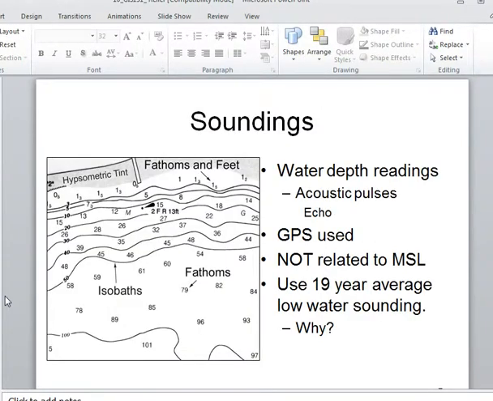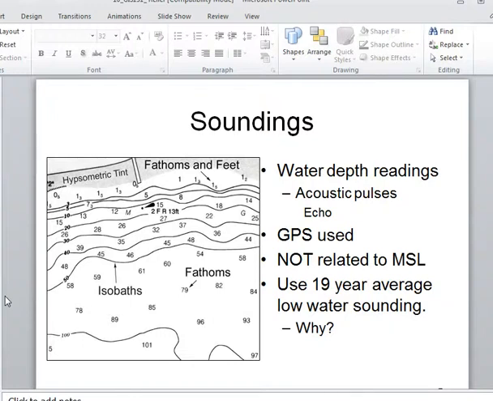On bathymetric maps, or using water readings, they're called soundings, and these are not average sea level, mean sea level. Okay, they use the high or the low level for water. Why do you think they use the low water sounding? Yeah, so that's what they use. They use the low water tide for this. This 59 is 59 fathoms or 59 feet below the lowest water.